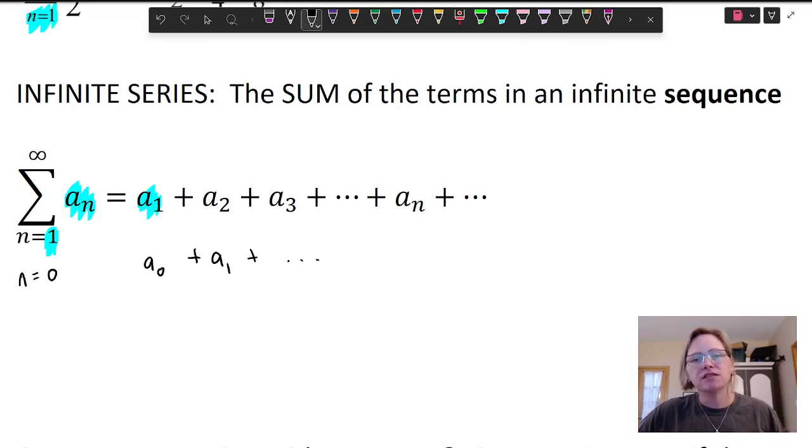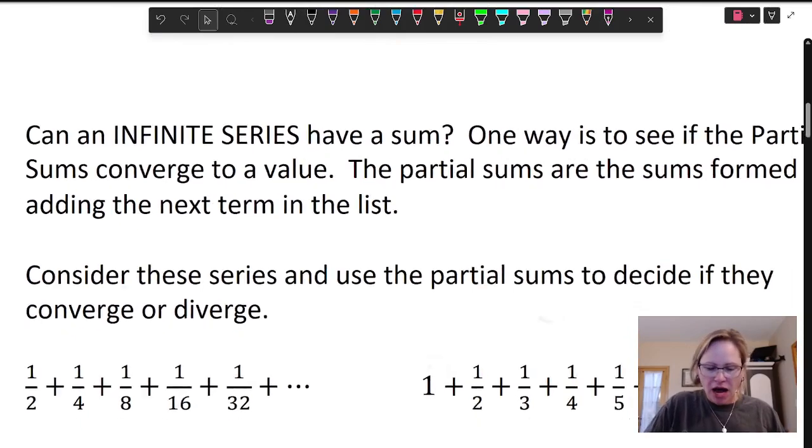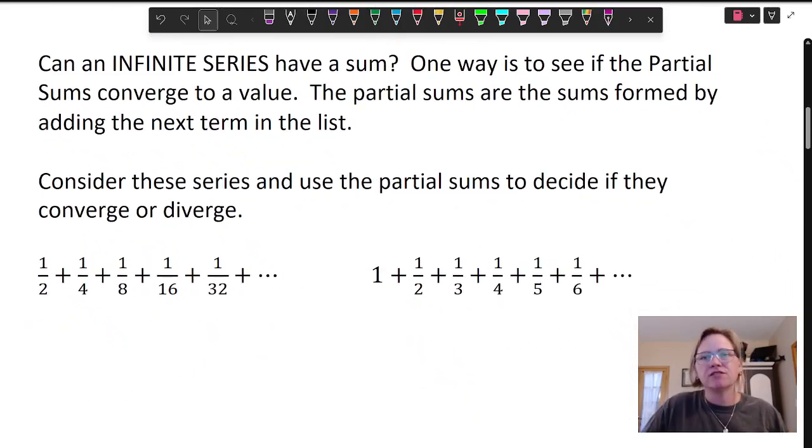However, I will say this. Whatever n starts at generally does not impact whether the series will converge or diverge. If a series converges from n equals 1 to infinity, then it will converge when n equals 4 to infinity, and vice versa.